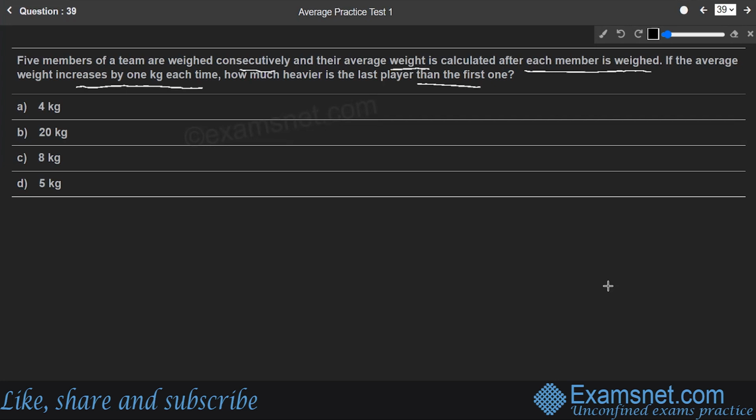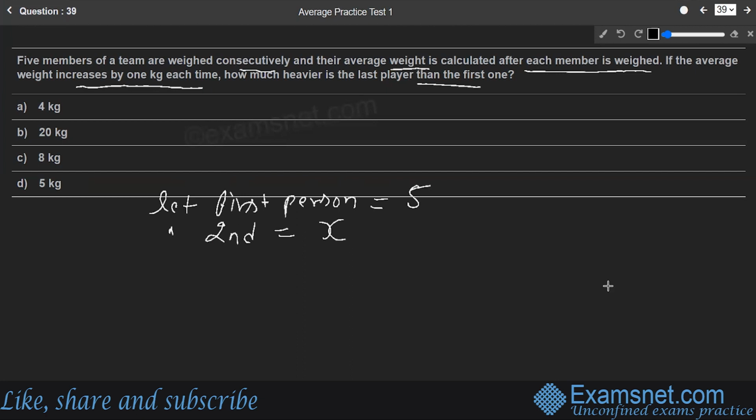So in this particular case, we'll have to assume the weight of the first person. Let us assume the first member's weight is 5 kg. Next, we have to assume the weight of the second member. Let's say the weight of the second member is x, because that's what will increase the average. Now he says that after each member is weighed, the average is calculated and the average increases by 1 kg.